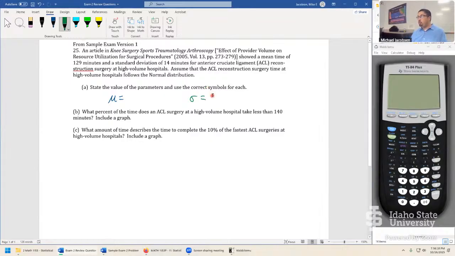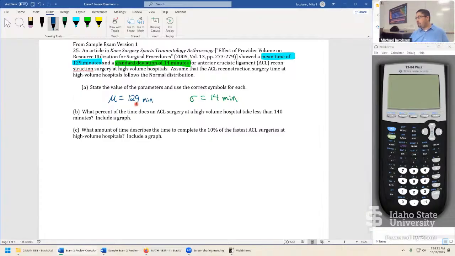Anyone see, for example, what the value for sigma should be on this problem? Sorry, say again? 14. Yeah, absolutely. Right where they said standard deviation of 14 minutes, that's our sigma value. Then likewise, when it said mean time of 129 minutes, that's the value for mu, the population mean. Or at least this is the value we're going to estimate the population mean by. The best information we have is 129 minutes.